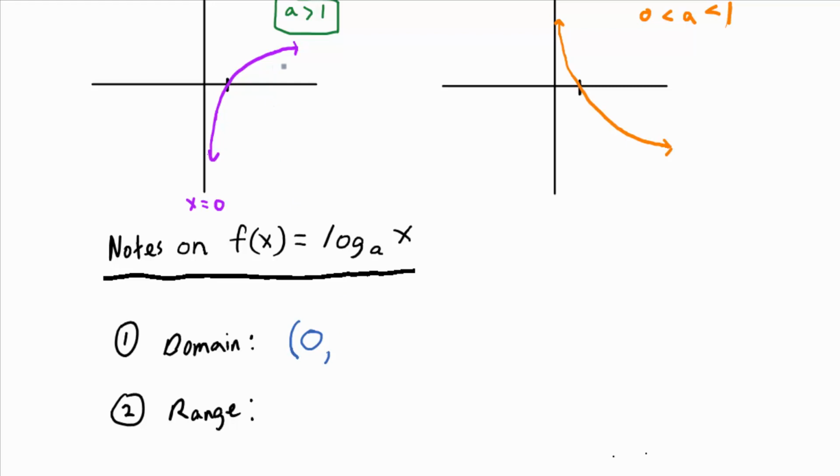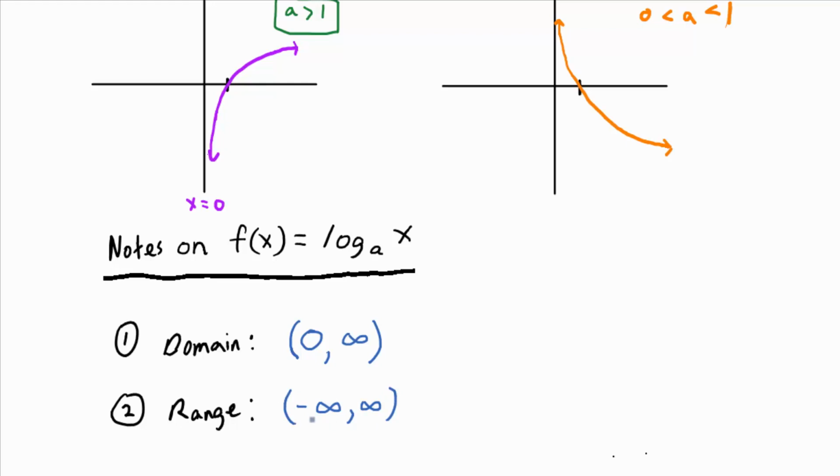And then how far to the right can it go? It goes up and to the right all the way, whatever that means. It goes to infinity, right? Left to right, it goes to infinity. What about the range? Think low to high. In either graph, how low does it get? How high does it get? It goes all the way down and all the way up, negative infinity to infinity.